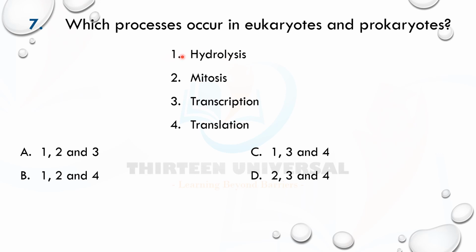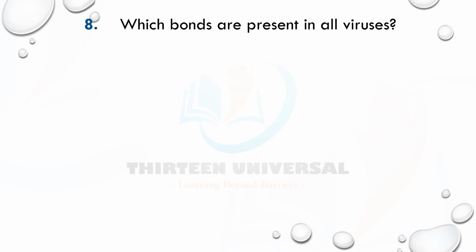It's only hydrolysis, transcription, translation. They all occur. They have DNA, so they transcribe their genes. They have ribosomes, so translation occurs there. They have water and enzymes, so hydrolysis can occur. So 1, 3, 4. Which one is the answer? It is C.